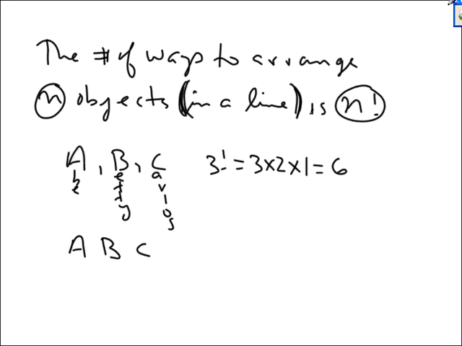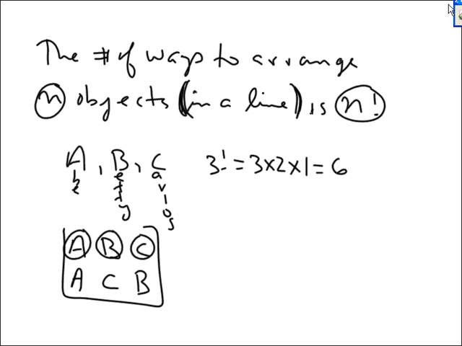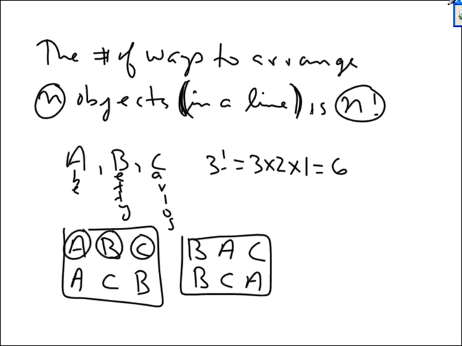A, B, C. The first letter I write, that's the first position. The second, the third. A, B, C. Keeping A first, I could switch B and C. Those are the only 2 ways that A can be first. Now, what if B is first? Well, then you can have A and C next, or you can have C and then A. Those are the only 2 ways of arranging Abe, Betty, and Carlos where Betty is first.